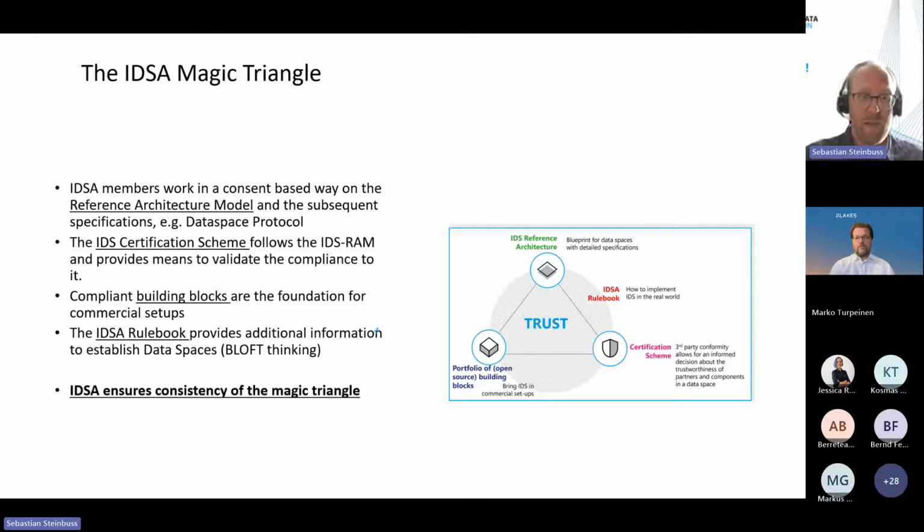So I would like to hand over to you now to give your presentation on what is the rulebook and how to use it. And of course, afterwards, folks, we will have the opportunity to ask some questions and to answer them. And of course, we will share the slides afterwards. Marko, floor is yours.